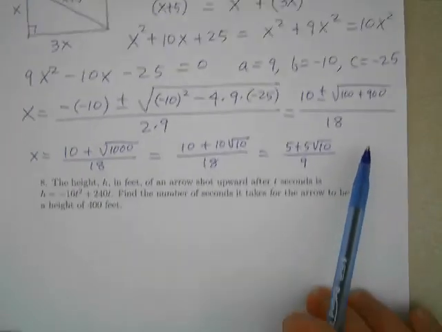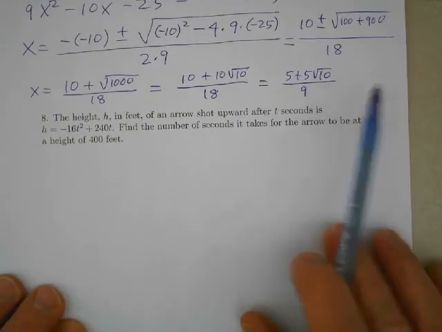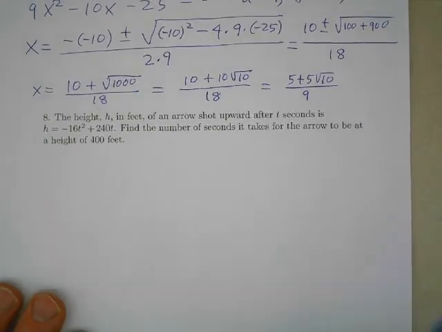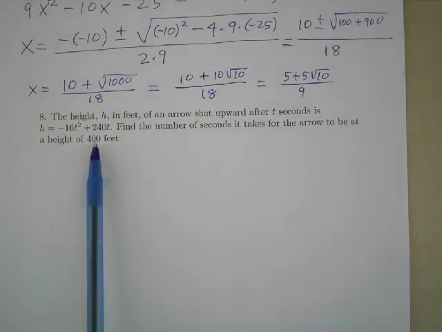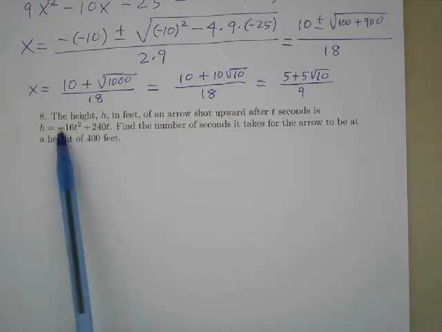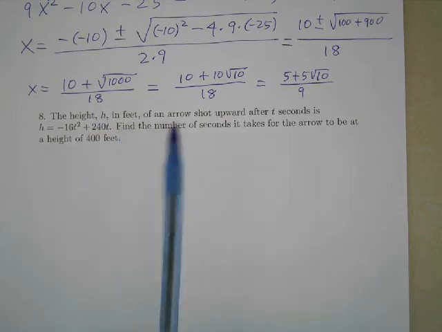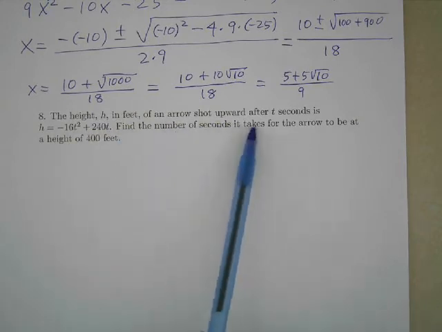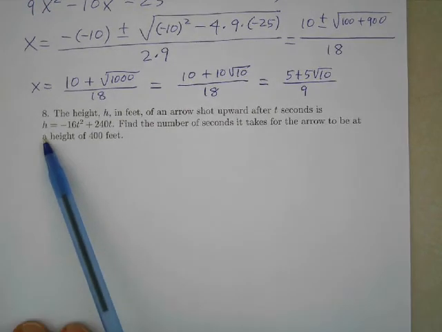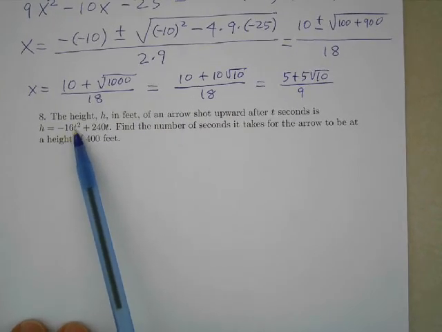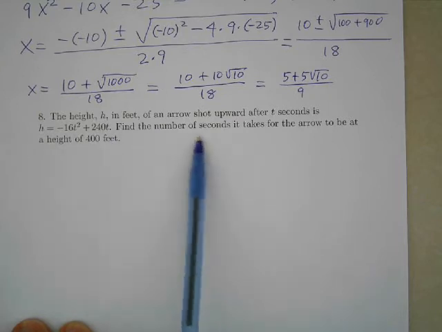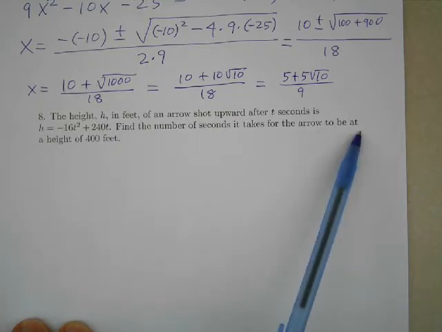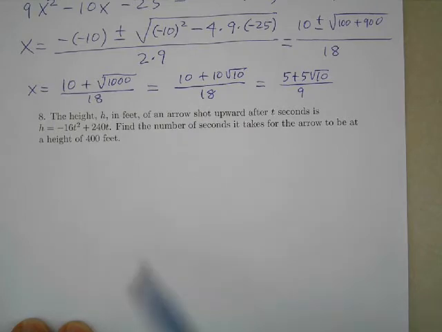Okay, for problem number 8, we have another problem involving shooting an arrow upward. The height h in feet of an arrow shot upward after t seconds is h equals negative 16t to the second plus 240t. Find the number of seconds it takes for the arrow to be at a height of 400 feet.